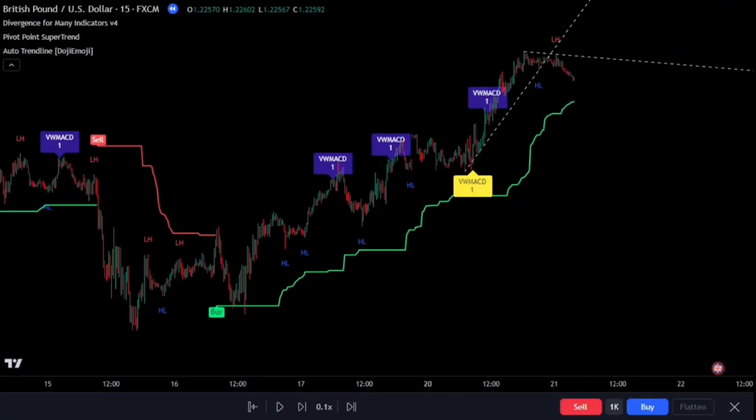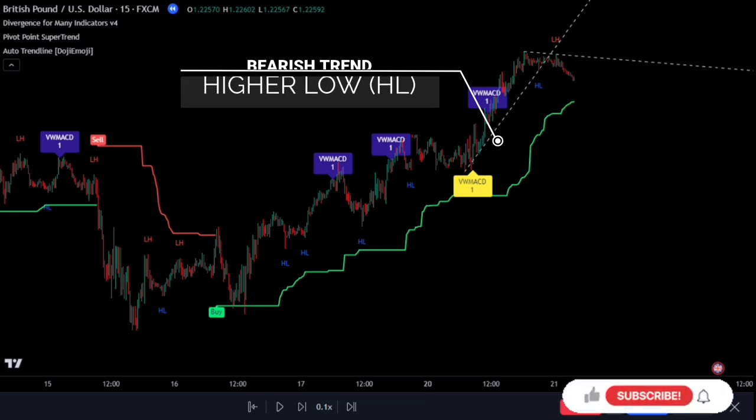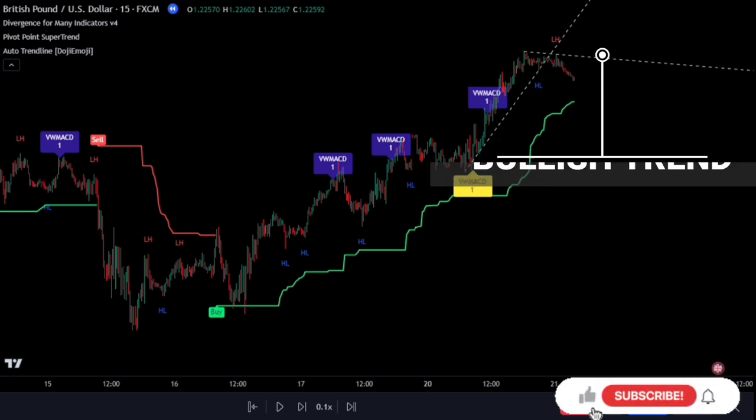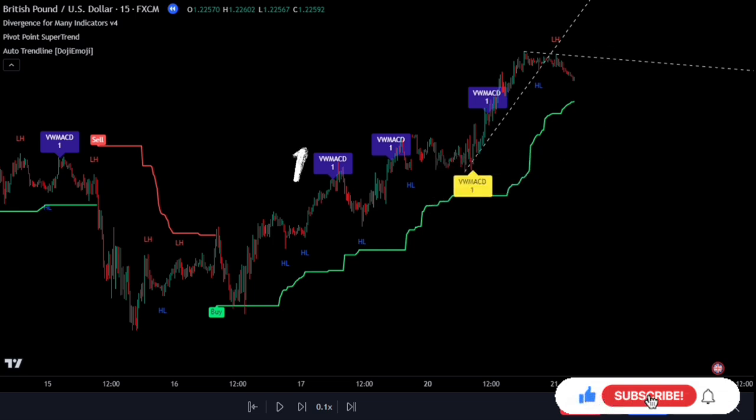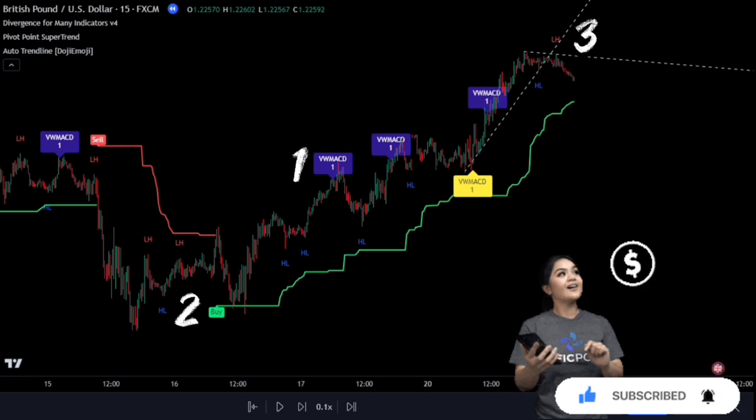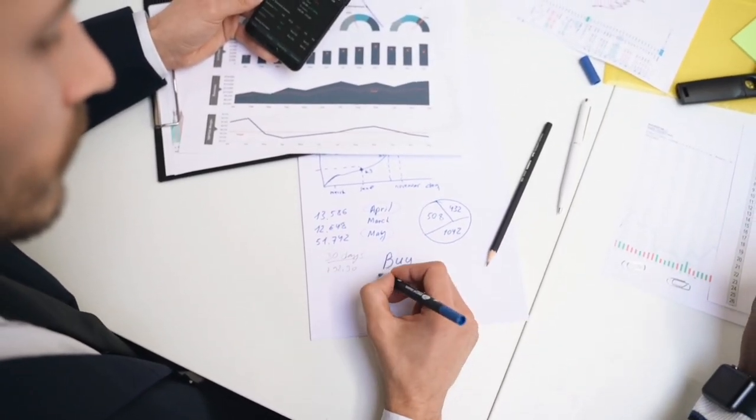For this scalping strategy, we only consider the higher low trend line when the market is on a bearish trend, as well as the lower high trend line when the market is on a bullish trend. By using these 3 indicators together, you can create a profitable scalping trading strategy that can help you make quick profits. So when is the best time to buy using this scalping trading strategy?